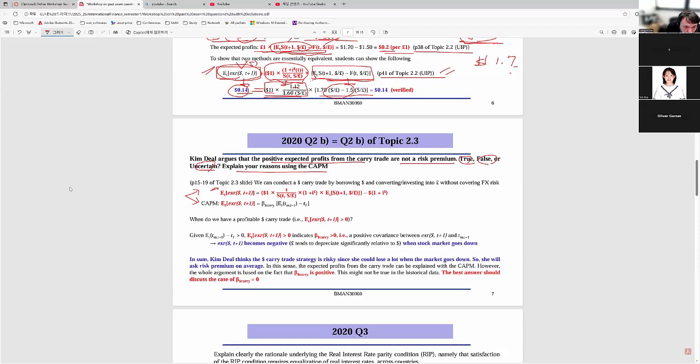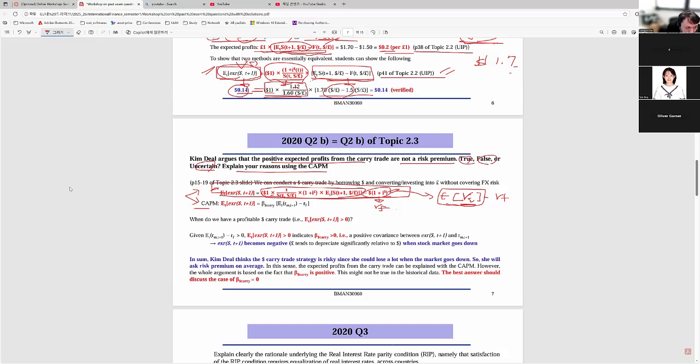So we are still talking about question 2. Our expected profit from carry trade looks like this, and we are trying to use CAPM. First of all, we can interpret this one as the excess return. We talked about this one in the lectures because this is the risk-free rate, so we can treat this one as RF. And what is this? This is the expected return from borrowing dollars and converting and investing into pounds. In that sense, this is the expectation of RI, where RI is the carry trade. So we can interpret this whole thing as the excess return.